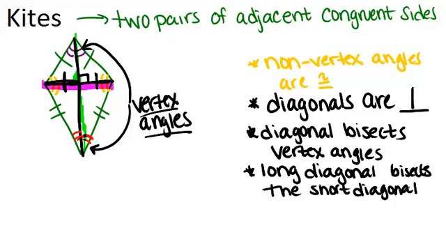So that's what a kite is. It's a quadrilateral with 2 pairs of adjacent congruent sides. Don't forget that word adjacent means next to. And it has 4 important properties: that its non-vertex angles are congruent, its diagonals are perpendicular, the diagonal bisects the vertex angles, and also the long diagonal bisects the short diagonal.